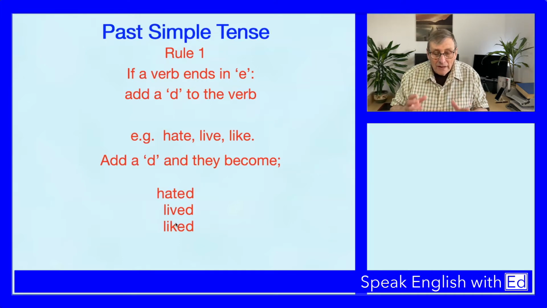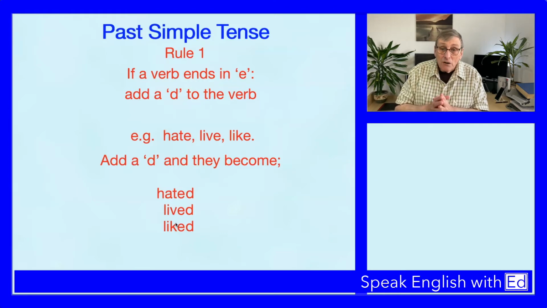Liked. Now here, you can probably hear a little bit of difference. At the top, we said hated, and lived, and liked. So the two top ones have got a D sound at the end, hated and lived. And the bottom one has got a T sound, so it's liked.